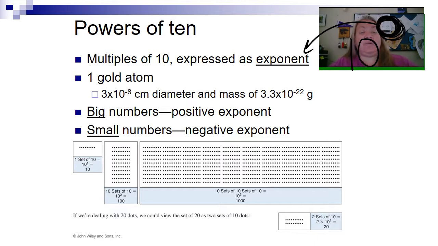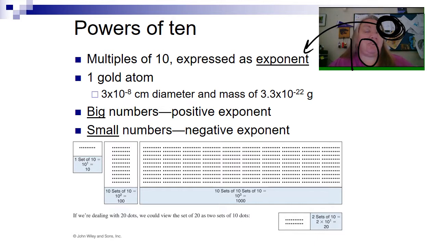For instance, we could talk about 1 atom of gold. 1 atom of gold has a diameter, so all the way across, of 3 times 10 to the negative 8th centimeters. Is that big or small? And it has a mass of 3.3 times 10 to the negative 22nd grams. Okay, is that big or small?